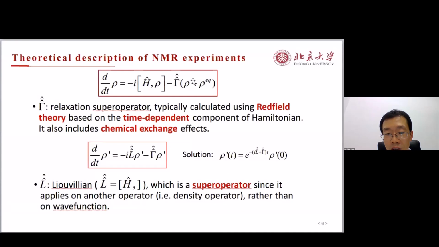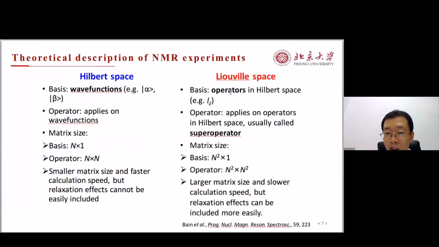But in Liouville space, that's where we need to take the relaxation effect into account. The basis is the operator in Hilbert space, and the operator in Liouville space is usually called a superoperator since it applies on operators. The matrix size is much bigger than Hilbert space. If we have n spin 1/2, then the basis would be n squared times 1, and the operator would be n squared times n squared. So in Liouville space, the matrix size becomes larger, so the calculation also is slower. But the major advantage is that relaxation effects can be included more easily.